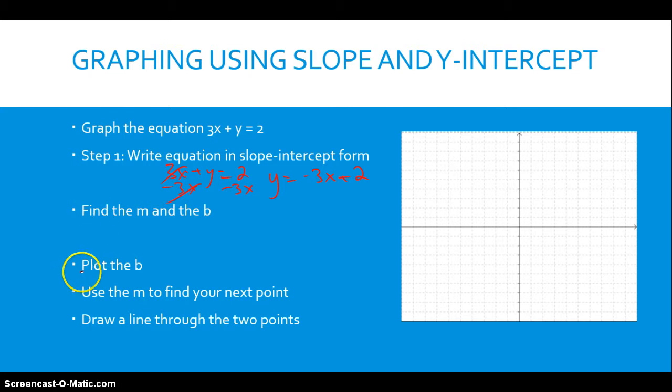Now, step 2, find the m and the b. I know my m is negative 3, and I know my b is 2. So step 3 says plot the b. We know that when b equals 2, our ordered pair is (0, 2). It's where it crosses the y-axis. So (0, 2) right there. We plot our point.